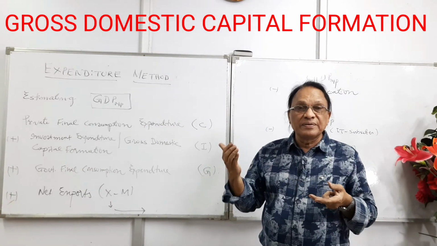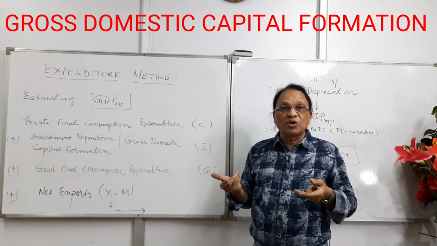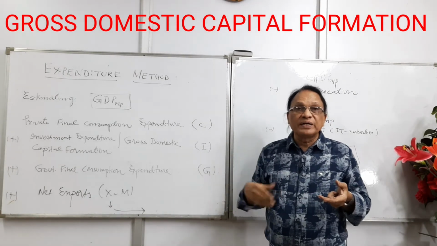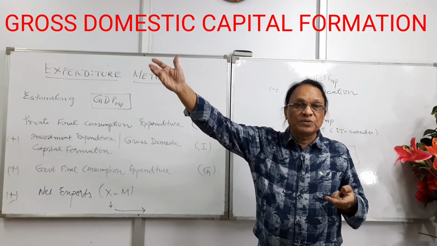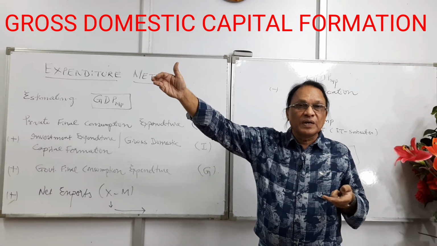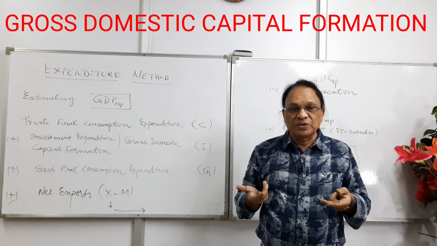So either expenditures are done in the economy for consumption or they are done for investment. Firms invest, households spend for consumption.